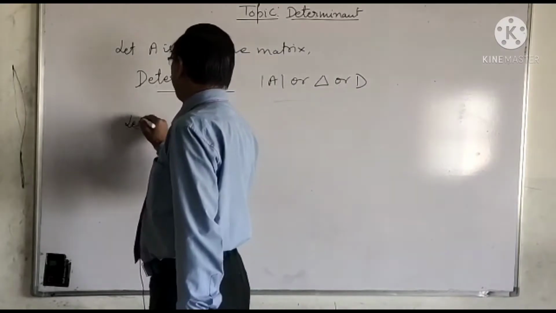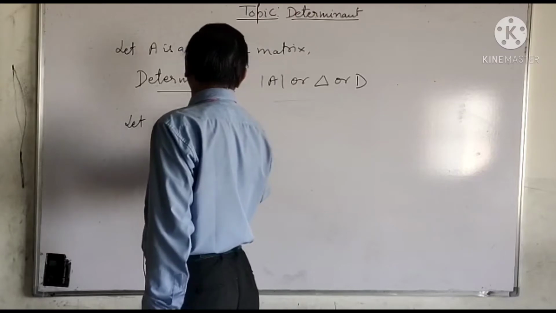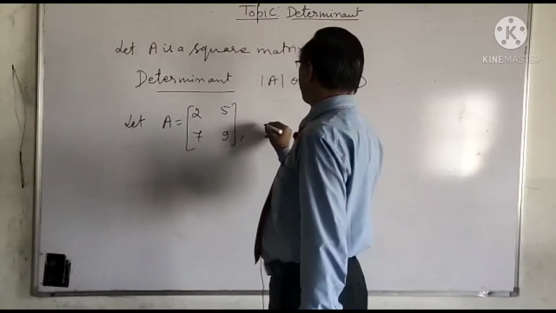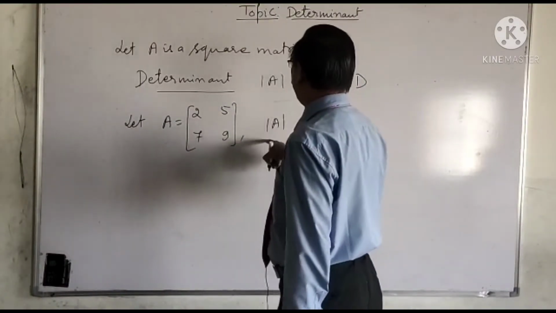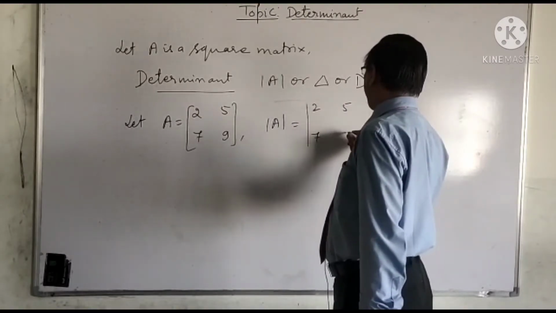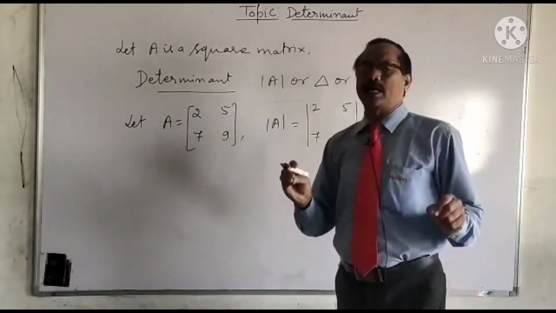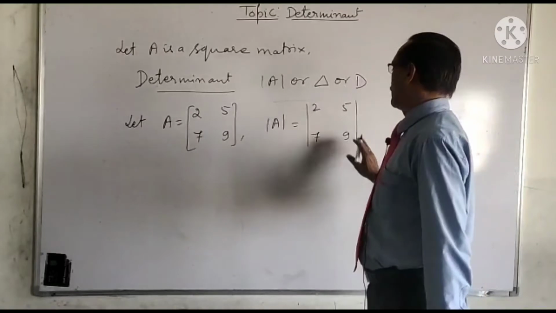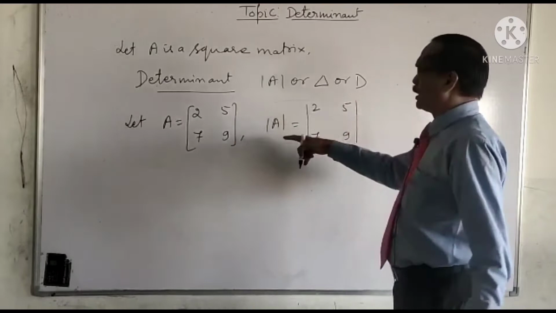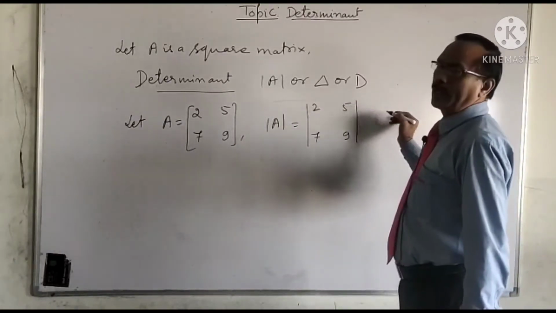Student, let A matrix be 2, 5, 7, 9. Then its determinant is 2, 5, 7, 9. When we write the determinant, we arrange the numbers between vertical lines. That is called row and that is column. It is a determinant having two rows and two columns.